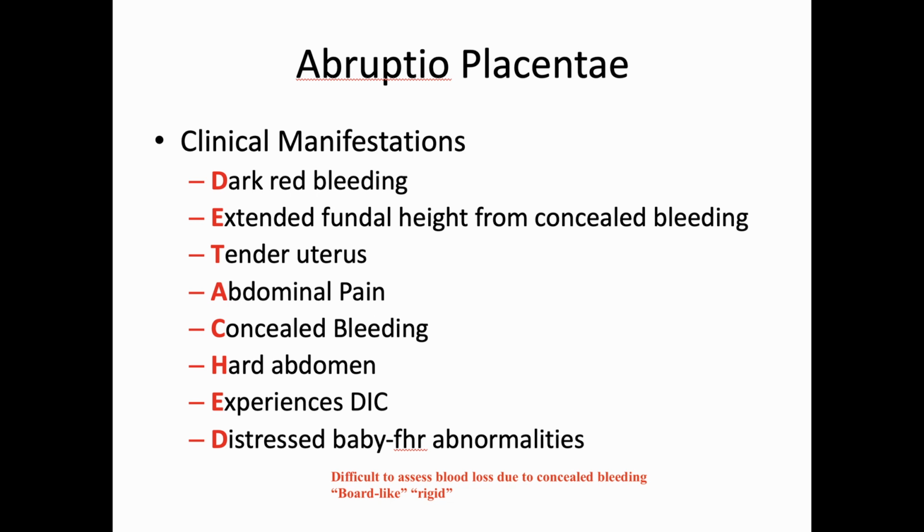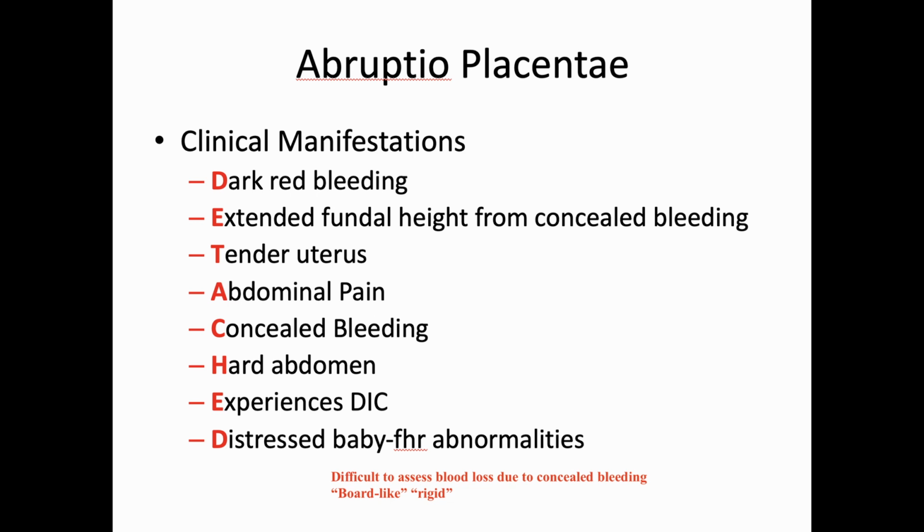Concealed bleeding, we said. Hard abdomen, right? So this is different too. The other one still felt normal, right? Felt like a normal uterus. This one is going to feel, not that you really should be pressing, but it's like a board-like, rigid, whatever the term is, that's what it is, right? It feels like a rock because, again, it is full of blood. They are at risk for DIC, which we'll talk about in a second. And this is going to impact the baby, right?